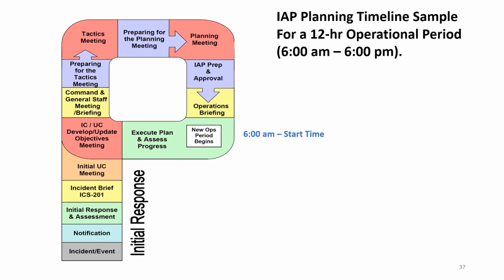Last but not least, how do we determine the time periods necessary to prepare for each upcoming meeting? This step is different for each individual response, but a common technique is to work backwards from what we know. For example, let's say we know that the operational period for this particular event is set by the incident commander to be 12 hours from 6 a.m. to 6 p.m. So we know when the period begins, 6 a.m. To begin this period, there must be an operations brief.